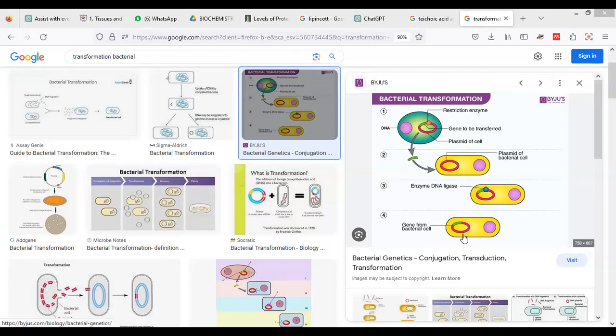Once we say insulin and E. coli, we get the gene for insulin from pancreatic beta cells, and we insert it into the E. coli cell. That is transformation. We've introduced a foreign, naked DNA into another cell without using a sex pilus, without using a vector. That is transformation. In short, we've transferred DNA from one cell to the other.